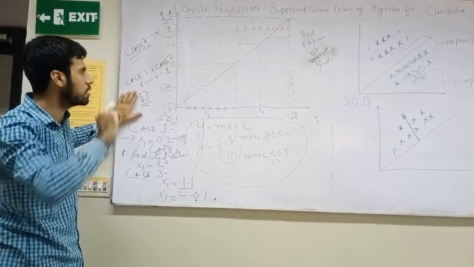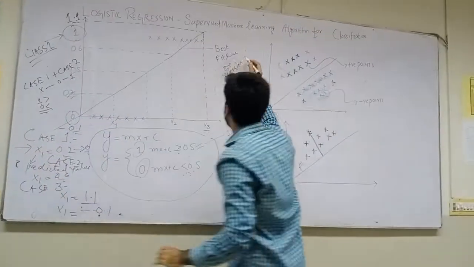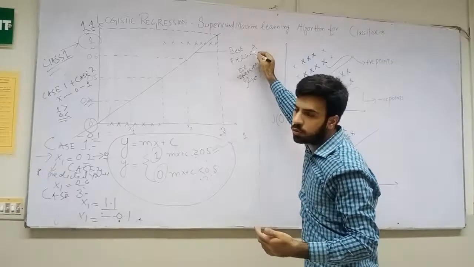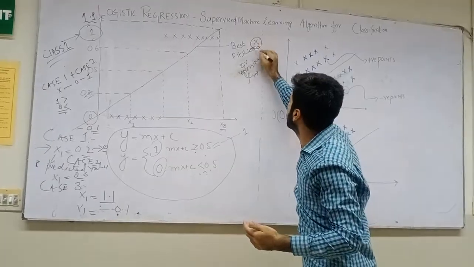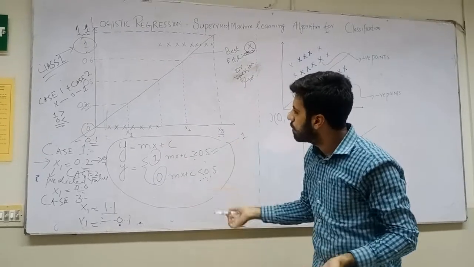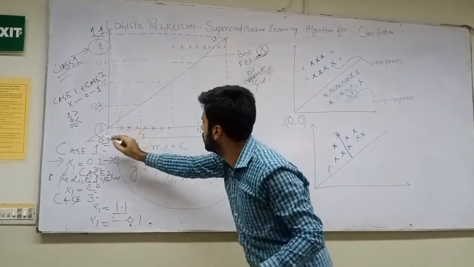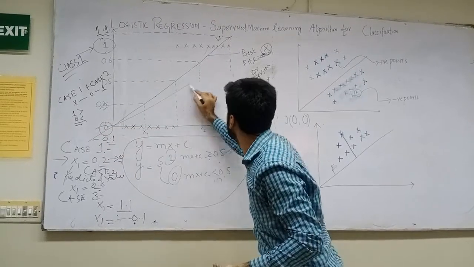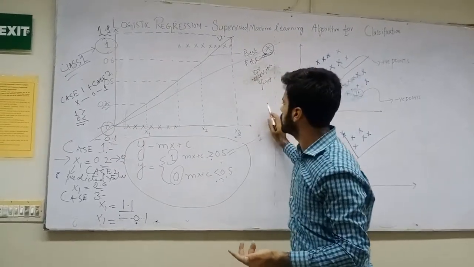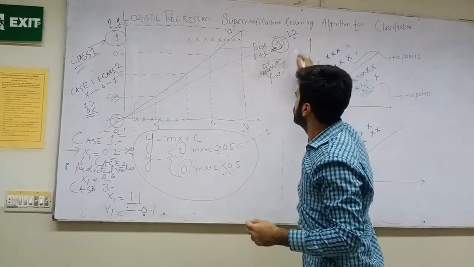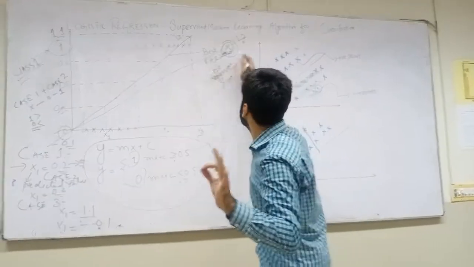Now consider another case. If an outlier appears, like here, for example, my best fit line will change. Now my best fit line, for example, this is my best fit line L1. Now my best fit line will change to this. So L2. Now my best fit line is L2.